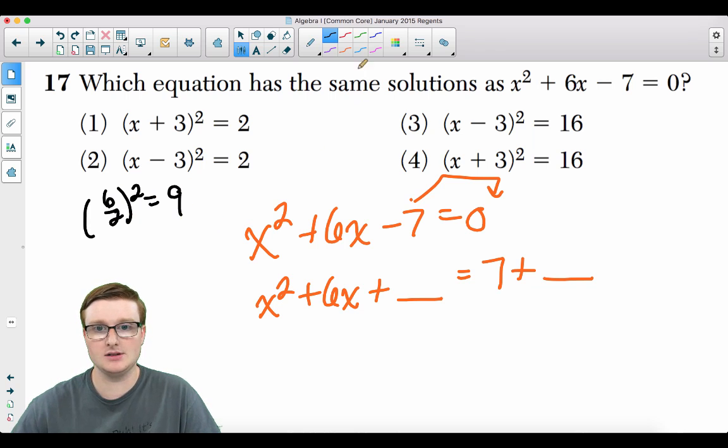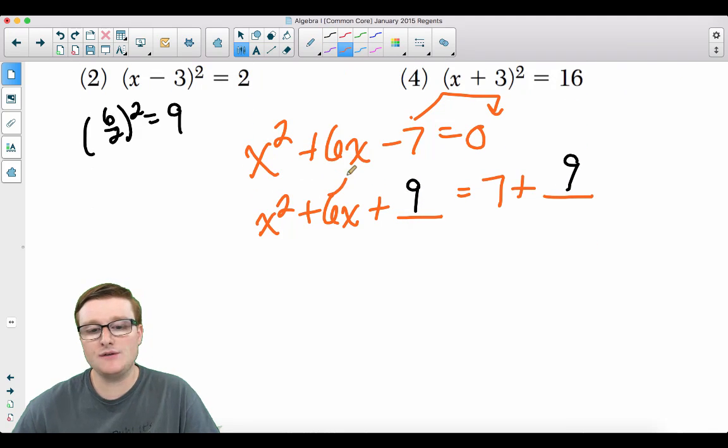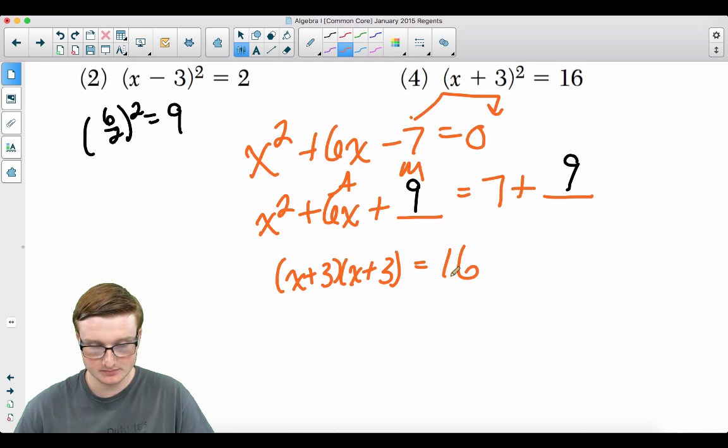That's going to be 9. So this is 9 and 9. Okay, let's keep going. Now we could factor this. What adds to 6 and multiplies to give you 9? Well, that's going to be x plus 3 is equal to 9 plus 7, which is going to be 16.